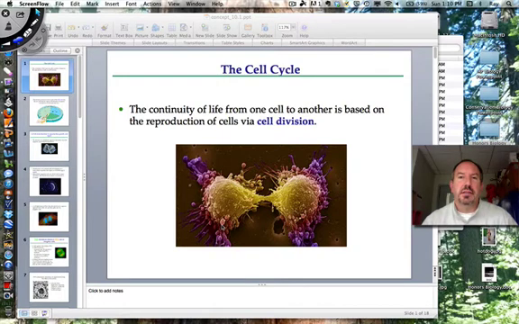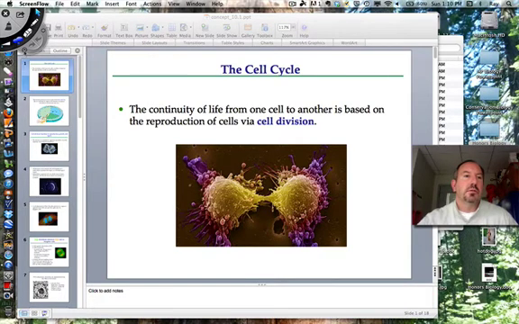And the cell cycle is basically what the cell does when it's growing, and then ultimately when it reaches a large enough size, it's going to need to divide. And so we want to talk about that. Let's talk a little bit about the cell cycle.